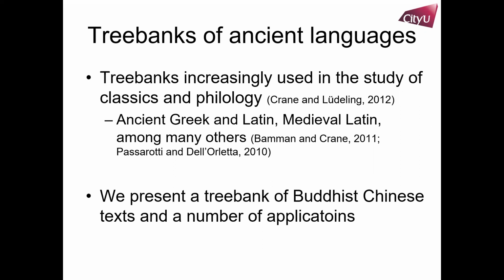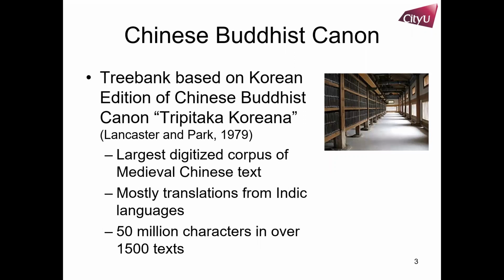And today I'd like to introduce you to a small-scale tree bank of Buddhist Chinese texts with a focus on a number of applications that we have explored using this tree bank. I'll first say a few words about the content and annotation of this tree bank, and then we'll look at several applications. The text in this tree bank is based on a Korean edition of the Chinese Buddhist Canon.